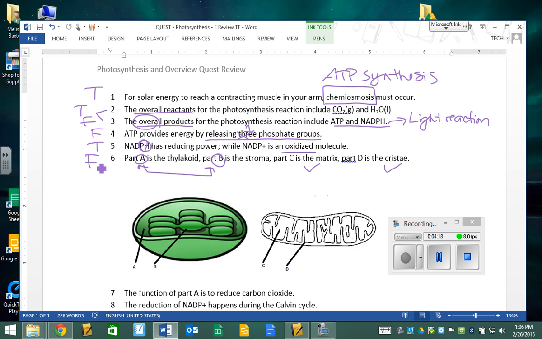And then number 7 asks about the pictures again. It says the function of Part A is to reduce carbon dioxide. So let's ask ourselves, what does that mean? Reducing means I'm adding something to it. And that's what happens during the Calvin cycle. During the Calvin cycle, I take CO2 and I make a carbohydrate that has C and H and O. So I'm adding things to it. So that is definitely true.